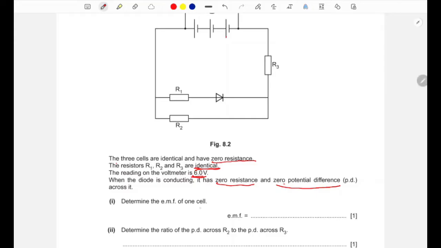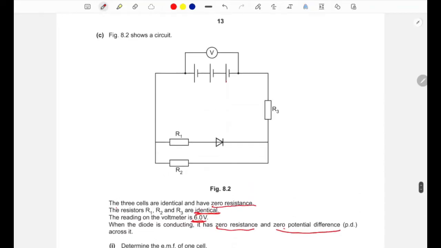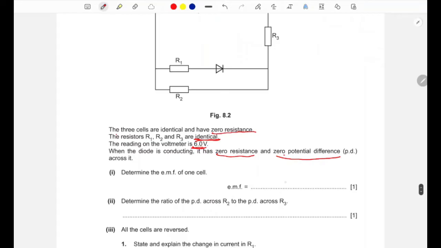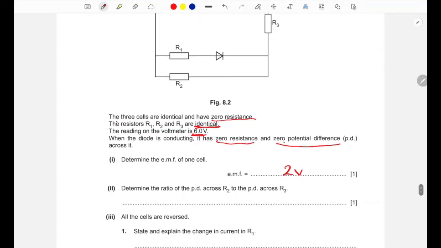Determine the EMF of one cell. So we know that the voltage here is 6 volts, and we have 3 cells, 1, 2, and 3. So since all of them are identical, we can just do 6 divided by 3, which gives us 2 volts. So our answer is going to be 2 volts.